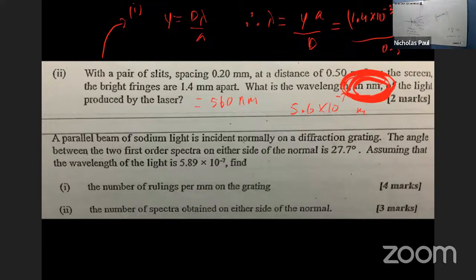Next one. How much did you get? So your next one, part 2, you get 560. All right. Can't reach it. What?